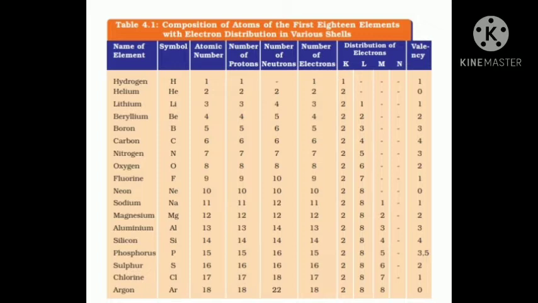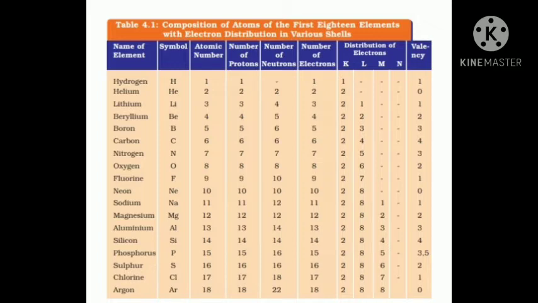Helium, symbol He, atomic number 2, so number of protons is equal to 2, number of electrons will be 2. Neutrons, mass number 4 minus 2 is equal to 2. K shell contains 2 electrons, valency is 0.